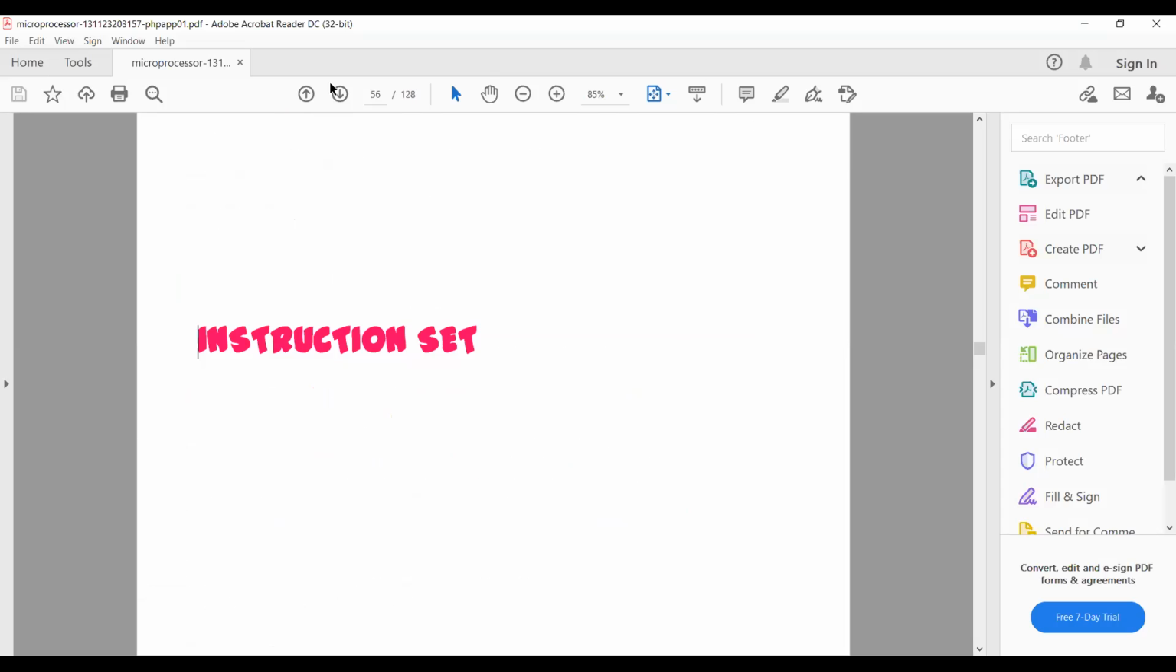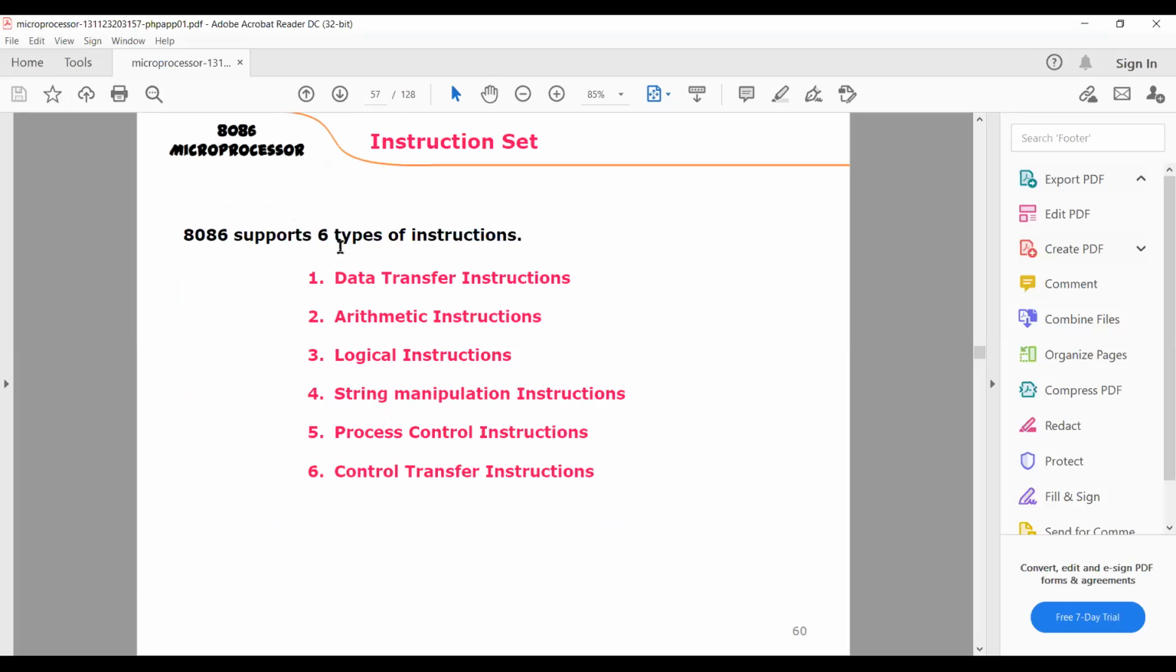Your sharing document was changed now. See, instruction set of 8086. The Intel 8086 instruction set is the core of the entire series of processors created by Intel. That means this instruction set of 8086 is the base for the entire series of Intel microprocessors. Till now we have several microprocessors that are produced by Intel.